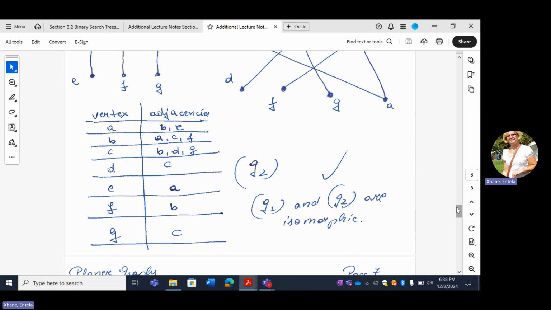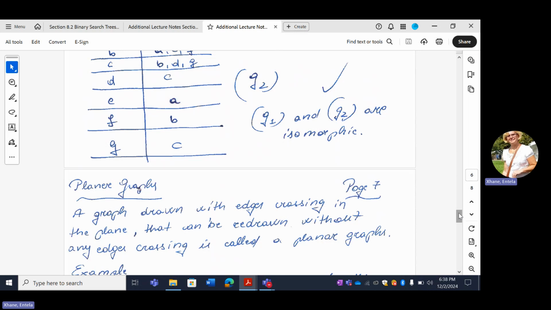And from the isomorphism of the graphs, we transition to another example of the graph, the planar graph. Now, what is special about the planar graph?